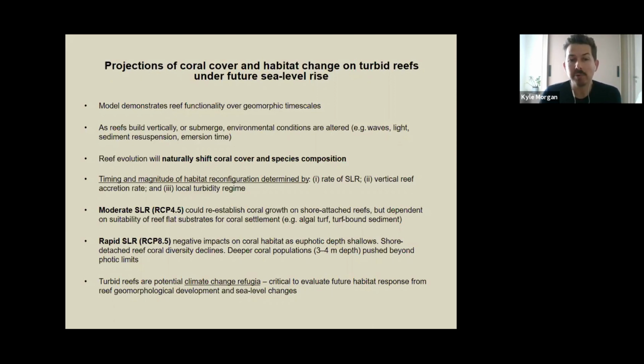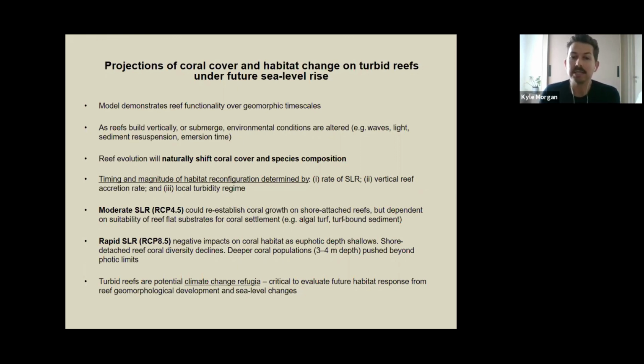In terms of rapid sea level rise, or RCP 8.5, the model is projecting really the same sort of effects, but more exaggerated, and very negative impacts on coral cover generally as the euphotic depth shallows. So this is particularly going to be more at the shore detached or offshore reef sites, where coral diversity is likely to decline as Turbinaria takes over, as it can deal with the deeper water muddy conditions. And also these deeper water depths on reefs are going to push a lot of these reef slope corals below their photic limits, these ones that are currently at 3 to 4 meters, and push them into non-reef building substrates.